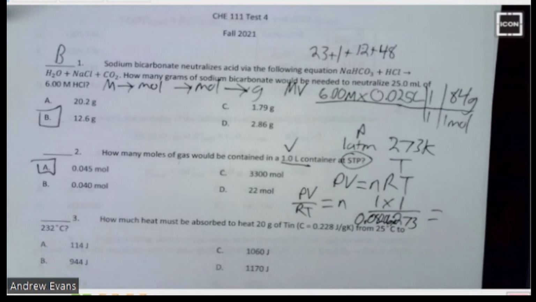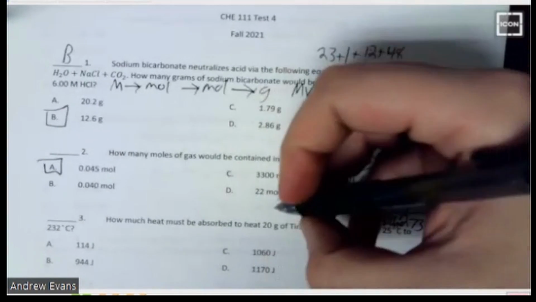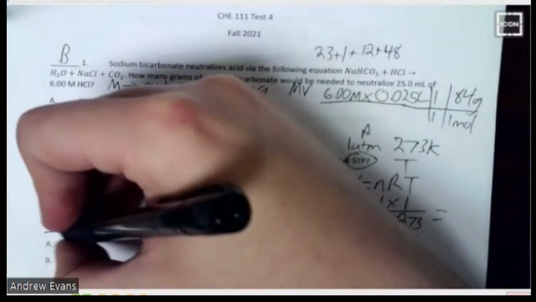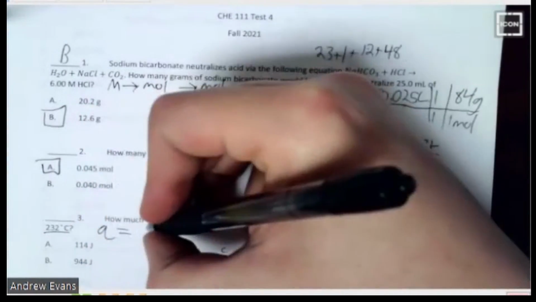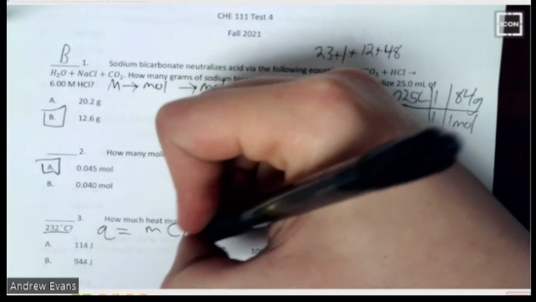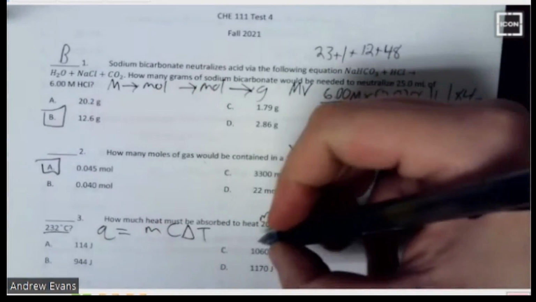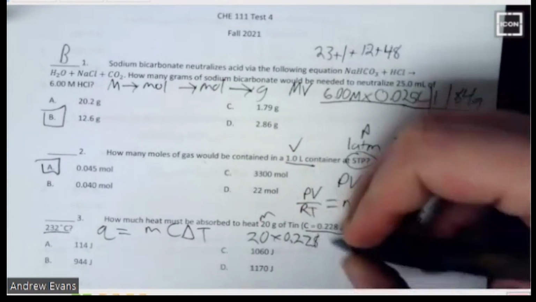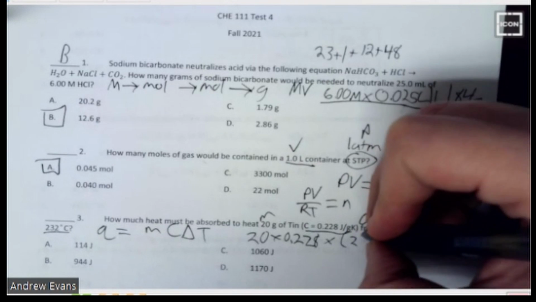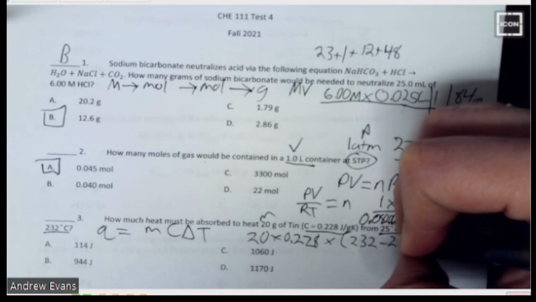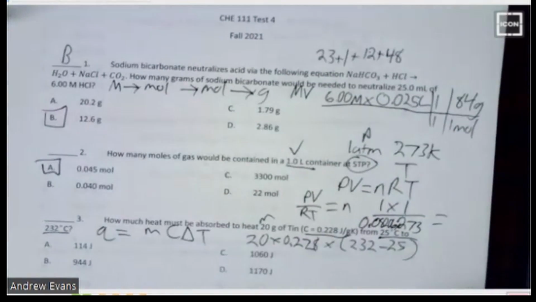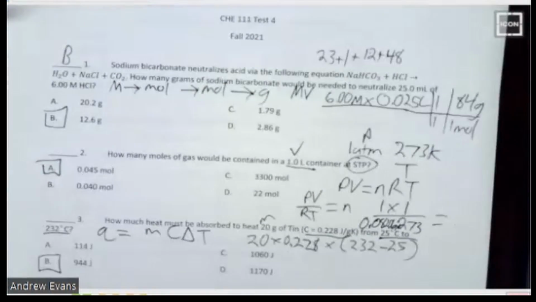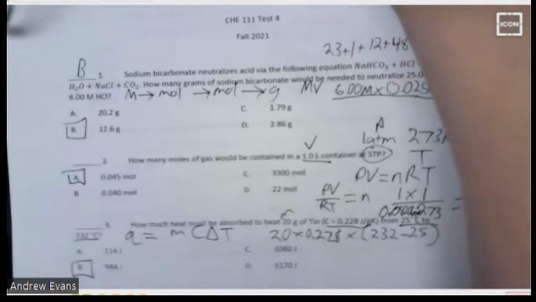3. How much heat must be absorbed by 20 grams of tin? Heat capacity of this and 2 temperatures. Q equals mc delta T. 20 times 0.228 times the difference between 232 and 25. You get 943.9, which rounds to 944 joules. Moving right along.